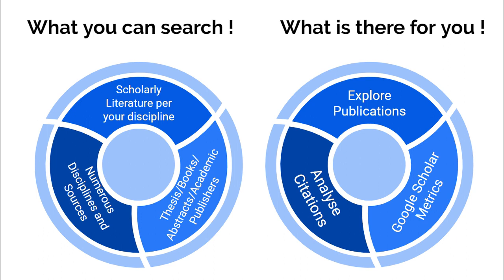You can search the research papers, and you have numerous disciplines and sources available in Google Scholar. You can explore theses, books, abstracts, academics, publishers. So these are the things which you can search if you are a researcher looking forward to use Google Scholar for your research work. And what is there for you? You can have the publications from different publishers and authors in Google Scholar.